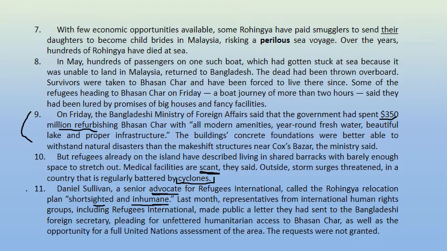Last month, representatives from international human rights groups, including Refugees International, made public a letter they had sent to the Bangladeshi Foreign Secretary pleading for unfettered humanitarian access to Basan Char, as well as the opportunity for a full United Nations assessment of the area. The requests were not granted. So those human rights organizations with the UN wanted to go see what's happening. Of course, they were not allowed to go.